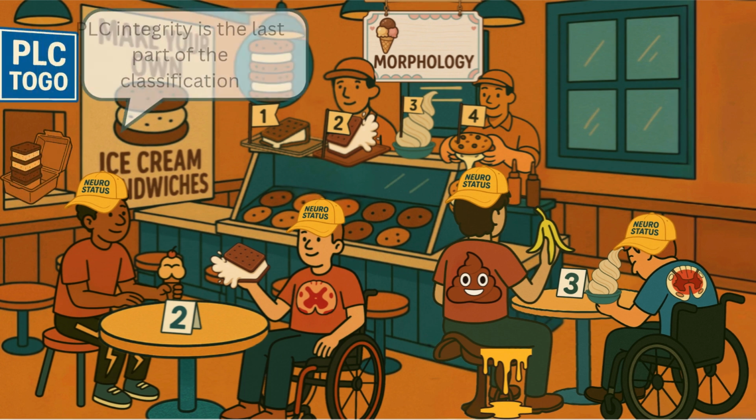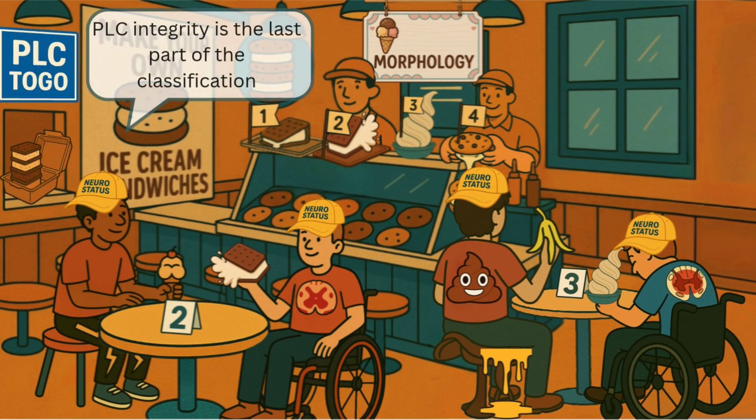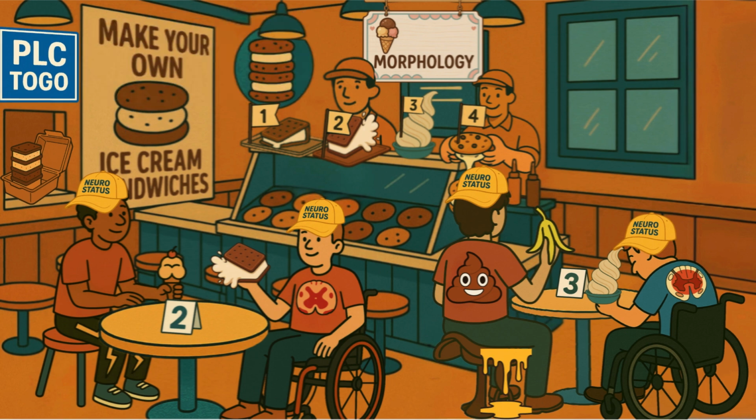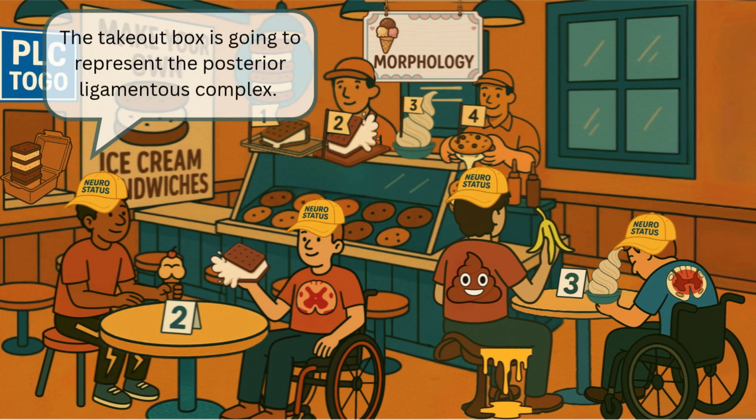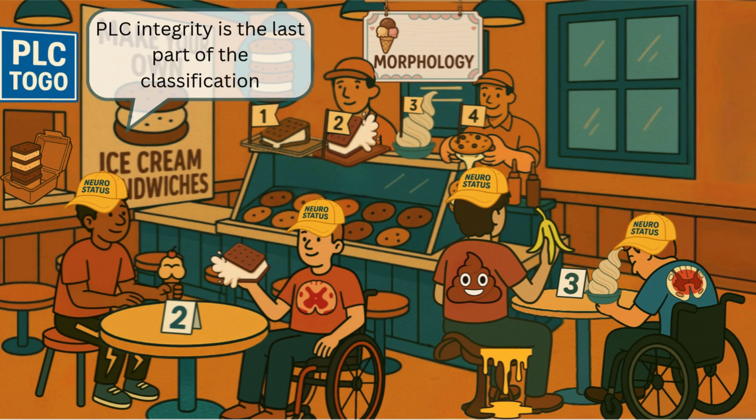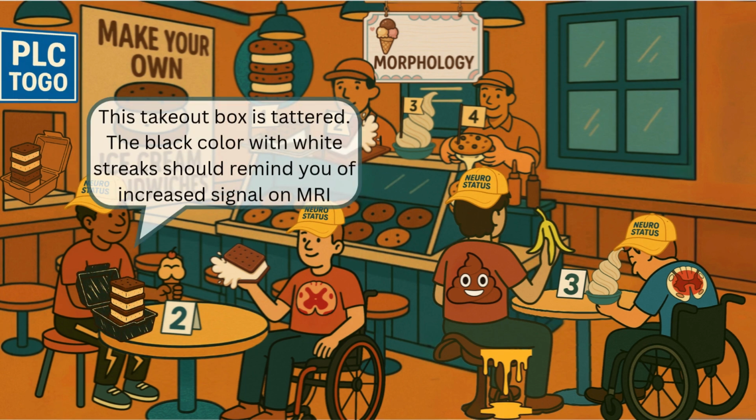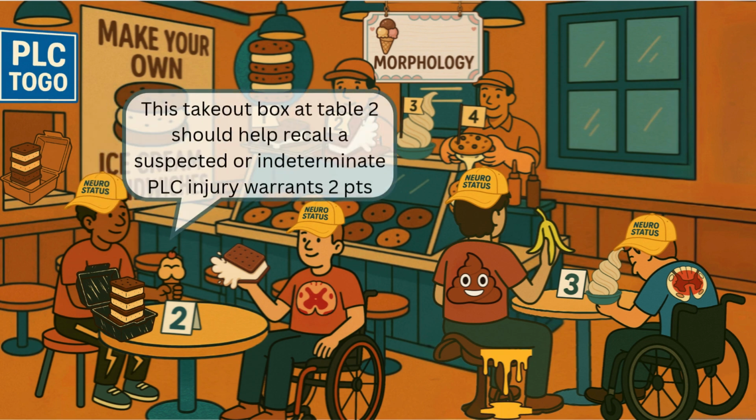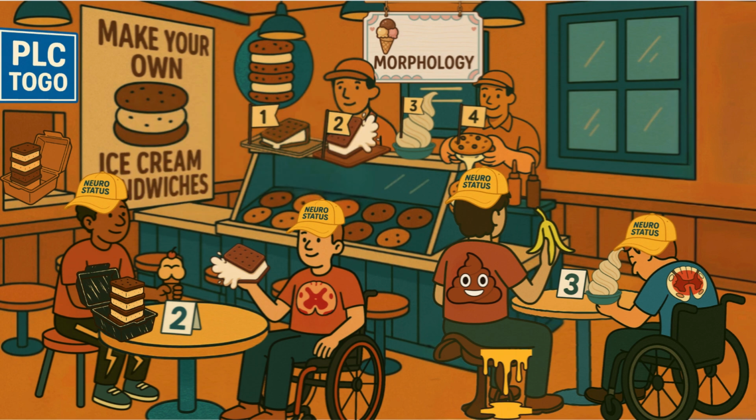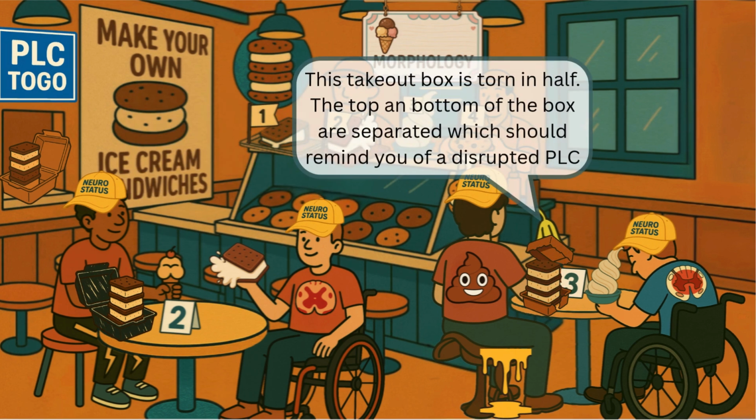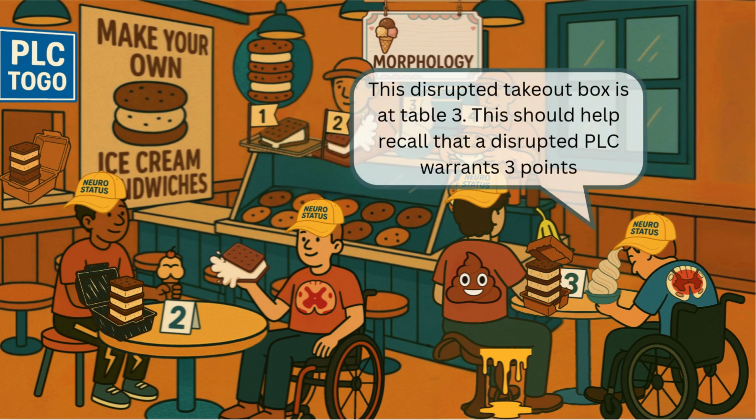Our third and final part of the TLICS classification is our PLC integrity, represented by the PLC to-go window. The takeout box with the ice cream sandwich in it is going to represent our posterior ligamentous complex. An intact PLC, like our takeout box at the window, will represent 0 points. But let's head to table 2, where we see a PLC that's black and some increased signal with white streaks. This should remind us that a suspected PLC injury, which would have increased signal in MRI, will warrant 2 points in the TLICS classification. And over at table 3, the takeout box is torn in half, and this should remind us that a fully disrupted PLC is going to warrant 3 points on the TLICS classification.